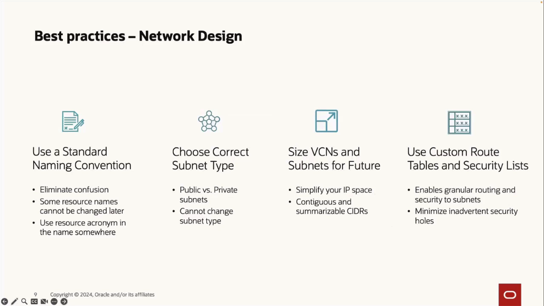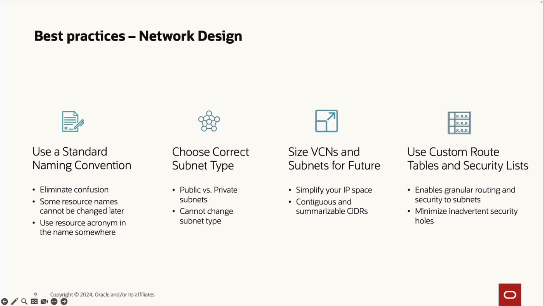Then the last best practice here, when you provision a VCN, you get a default route table and a default security list. The recommendation here is to, instead of using those default ones, create custom ones for every subnet. And then that way you can be very specific about the routes and the security rules that you want to allow on each individual subnet.